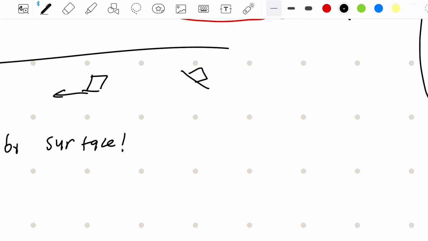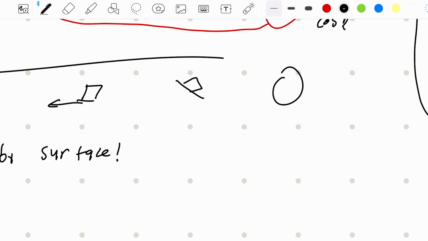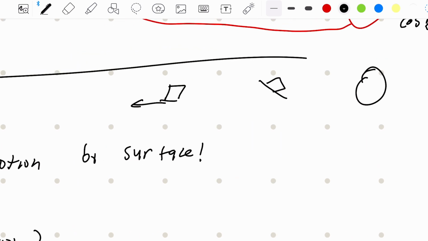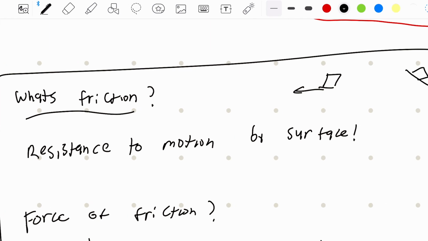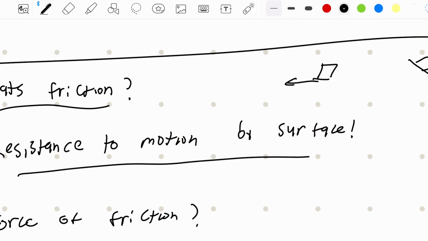When a tire is spinning, the actual thing that is accelerating the tire and is actually causing the car to move forward is in fact, by the third law, the force of friction. So friction is a very important force within physics, and essentially it's just a resistance to motion by some surface.